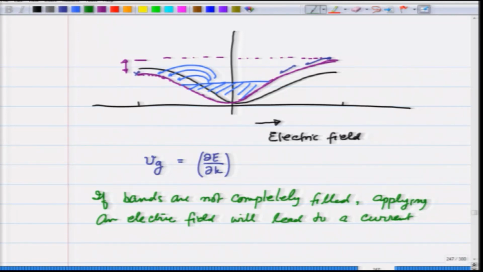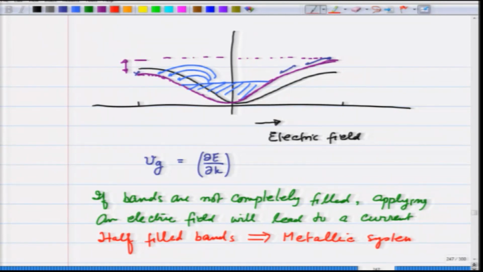If it leads to a current, that means these are metallic systems. Half filled bands imply metallic systems. Once I have explained this, just a word of caution.